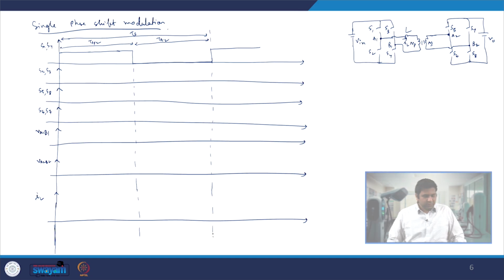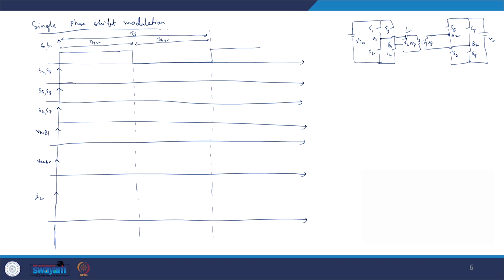Now let us try to draw S2, S3. It is 0, and then it is turned on for Ts by 2 period, and again it is 0. And if we see our S5, S8, there is a phase shift between S1 and S5, which is delta. Here the phase shift means the angle with which the turning on instances of S5, S8 switches are displaced or shifted. Now let us define an analogy.